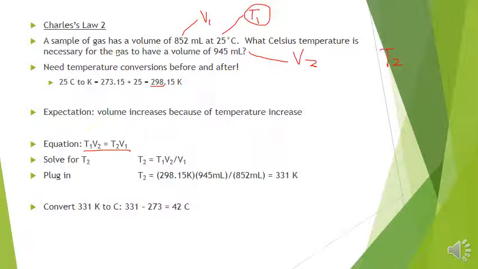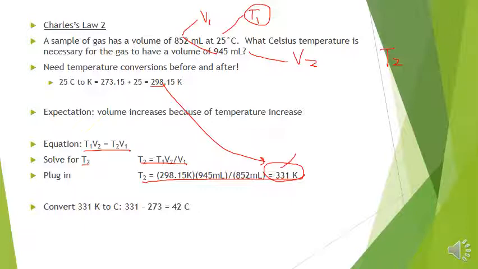Okay, and now what we want to solve for is T2. So divide both sides by V1, and then plug everybody in. Here you get 331. And we said that if the volume goes up, temperature has to go up, and it has. But there's a little extra part to this. Now what we want to do is get this to Celsius.